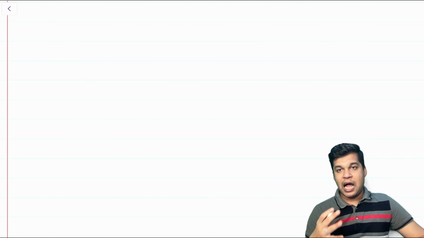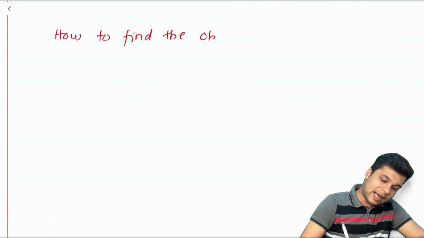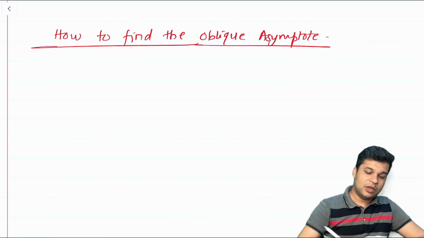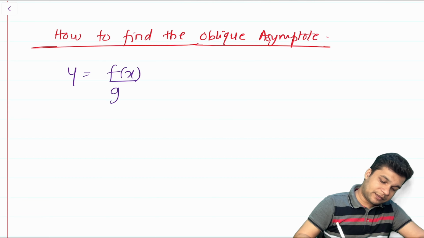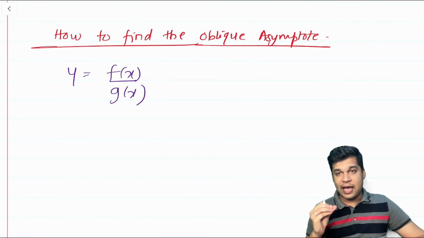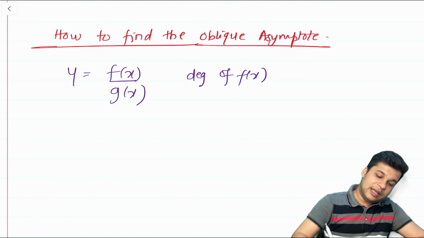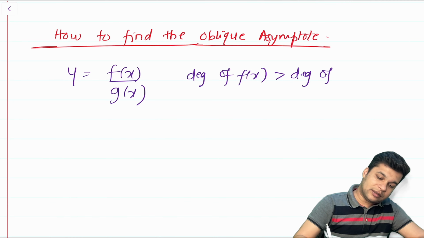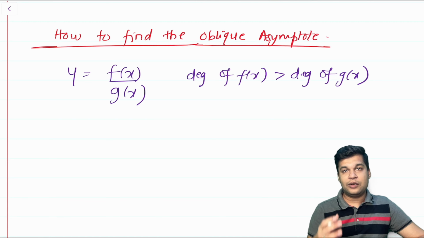Now let us learn how to find the oblique asymptote. First of all, let's say the function is y equal to fx upon gx. You get oblique asymptote only when the degree of numerator is greater than the degree of denominator.